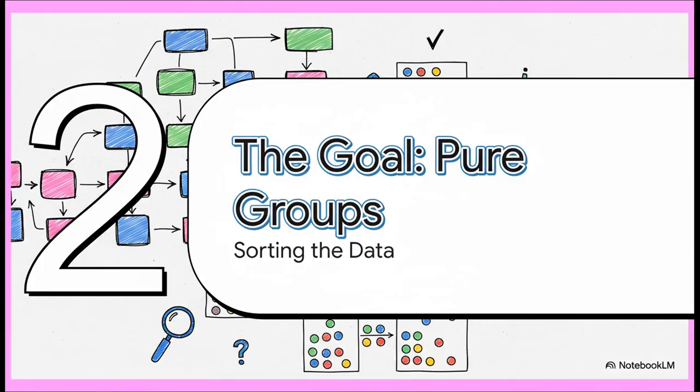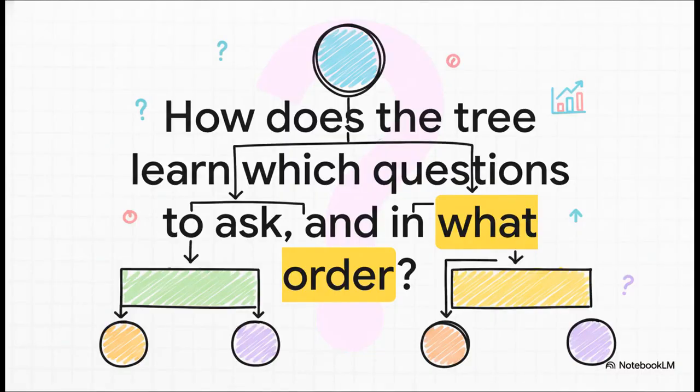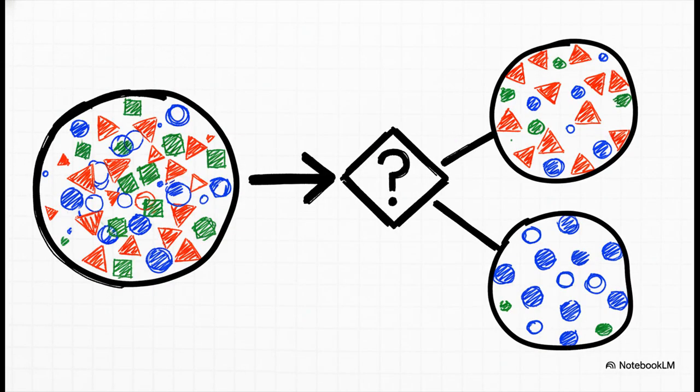Okay, so what's the whole point of this? What's the tree actually trying to accomplish? Well, it's all about creating what we call pure groups. And this is where the real intelligence comes in. This is the magic of the model. Out of all the possible questions it could ask about the data, how does it figure out which one is the best one to start with? Which question will do the best job of untangling everything? The secret is this constant drive for purity. A perfect split, a perfect question, is one that creates new groups where everything inside that group has the same outcome. The whole game is to ask questions that just get rid of as much ambiguity as possible.